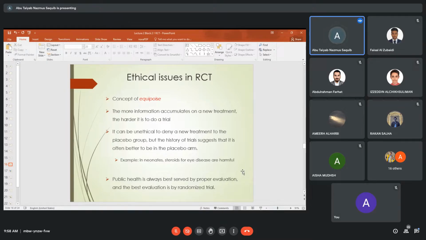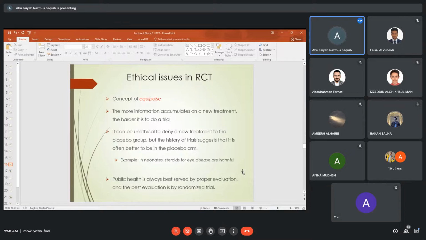That's why you will never find an RCT on smoking. You cannot randomize two groups and tell the intervention group, from today you start smoking, and the other group, don't smoke. Why? Because you know that smoking is harmful. So if you know something is harmful, you are forbidden to do an RCT. You cannot easily do an RCT on children because children cannot consent. If you want to include children, you have to take permission from their parents.